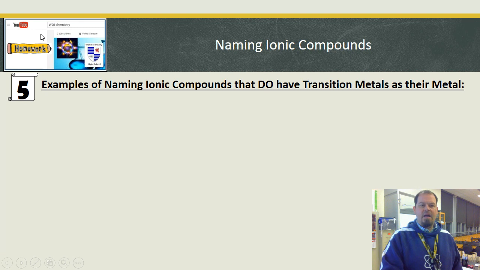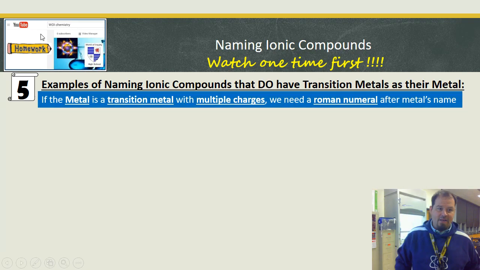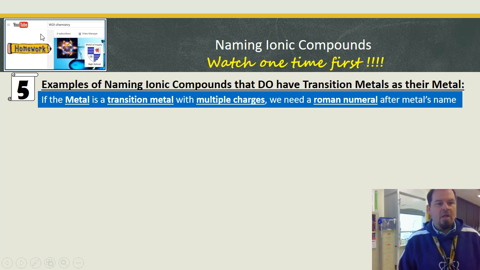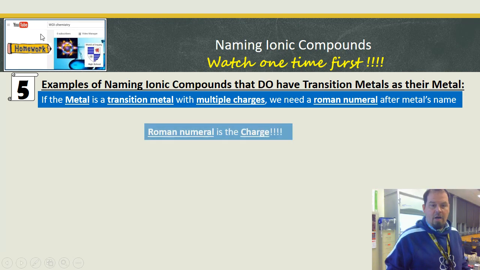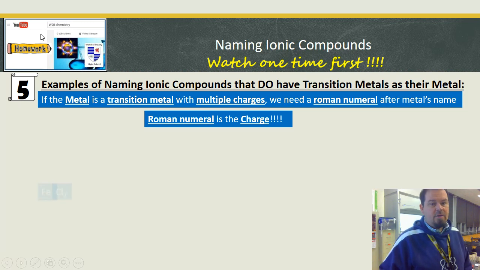Examples of naming ionic compounds that do have transition metals. So this is where things get a little bit crazy. You might want to watch this first. I'm going to take up the screen. If the metal is a transition metal with multiple charges, I need a Roman numeral to tell me the charge. Okay, so this is going to work so we can go backwards and build the molecules from the name. So that's why it's so important.